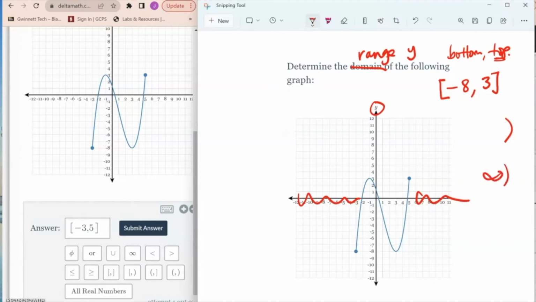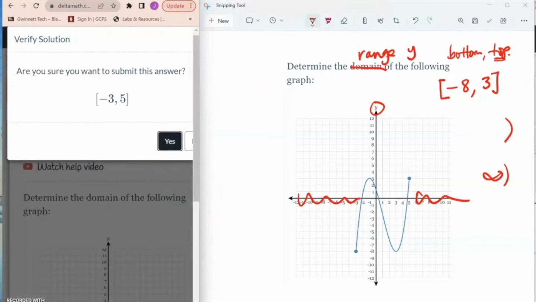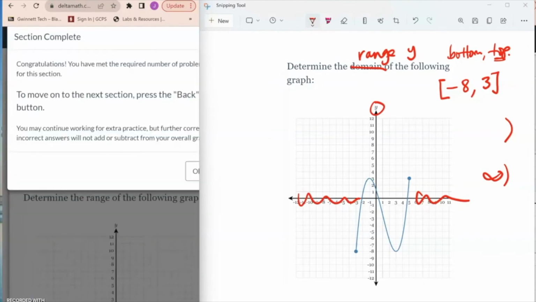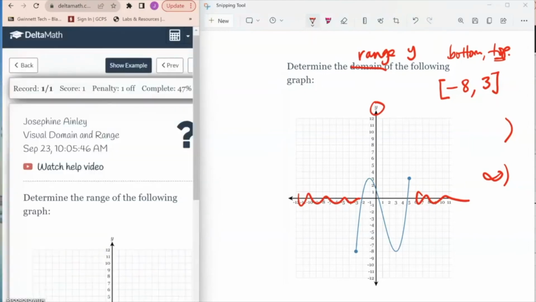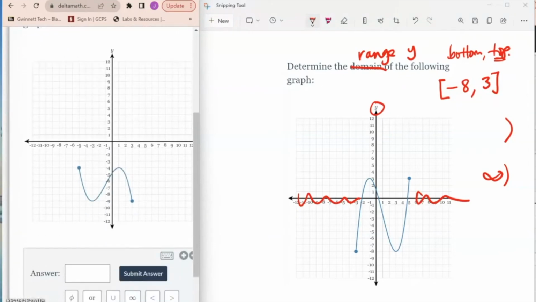But I'll do another question. Hopefully this one has two that I can do. Let's see, next problem. Now it's asking me for the range. So again, the same thing: the bottom of the graph, -9. The top of the graph, -4. So -9, comma, -4. And is it open or closed? Closed and closed. So this will be closed, closed.